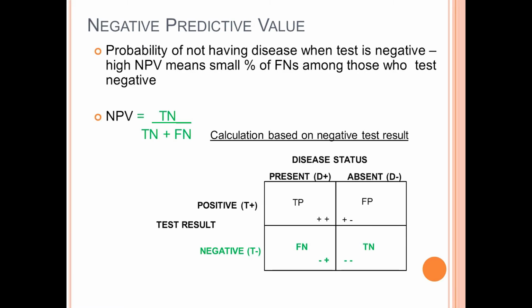Most commonly, people talk about sensitivity and specificity, or sensitivity and the positive predictive value. But it's also of use to consider the negative predictive value. This is the probability of not having disease when the test is negative. A high negative predictive value means that a small percent of false negatives among those who test negative. And again, the calculation is based on a negative test result.